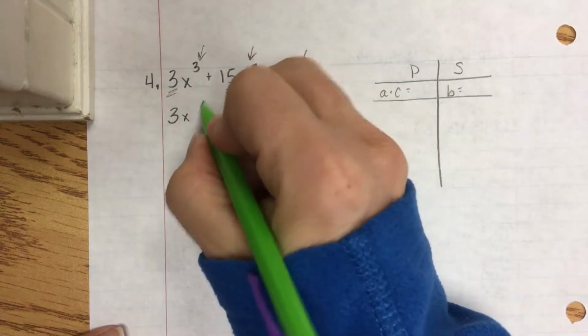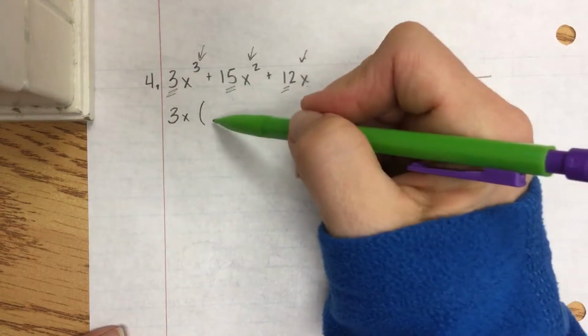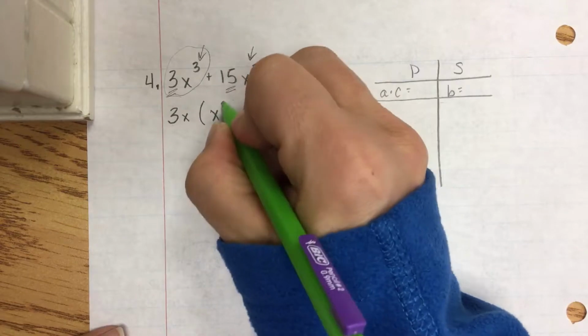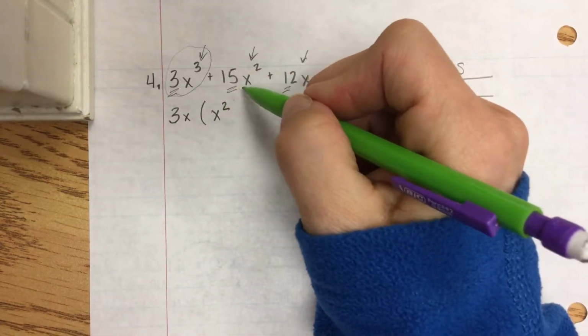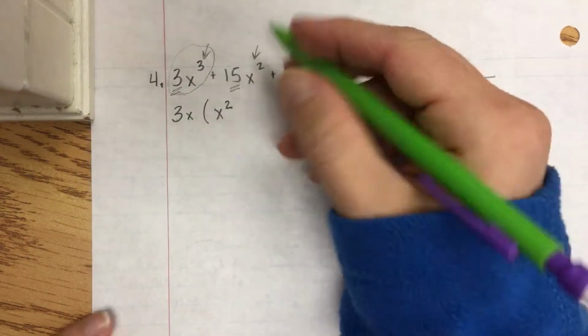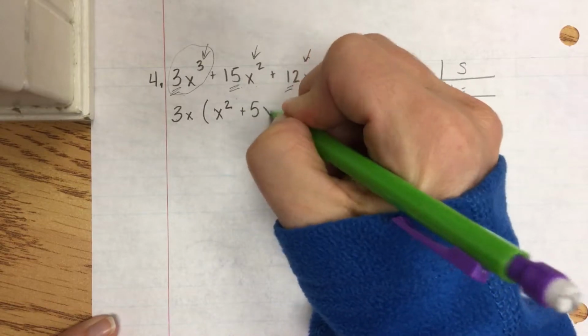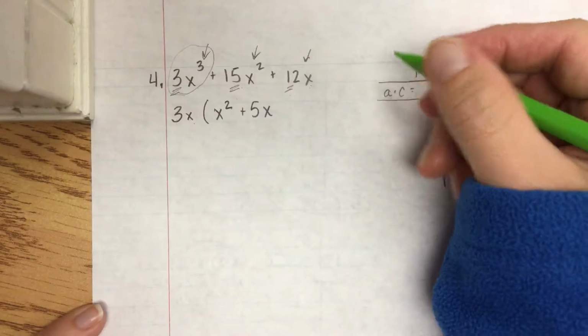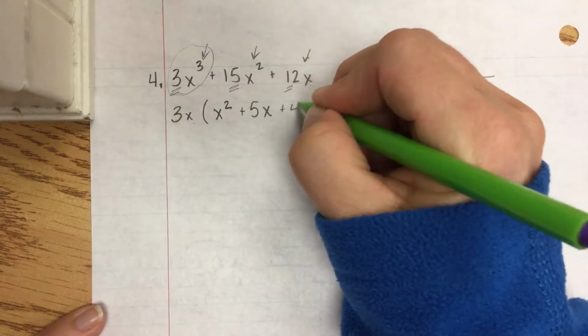So I'm going to put an x. So I need to get 3x cubed, but I already have 3 and x accounted for, so I need x squared. I need 15x squared. I already have the 3 and the x, so I need a 5 and then an x. And then I have a 12x, or I need a 12x. I've already taken out a 3x, and I'm left with 4.